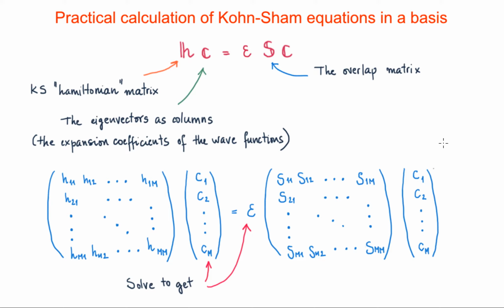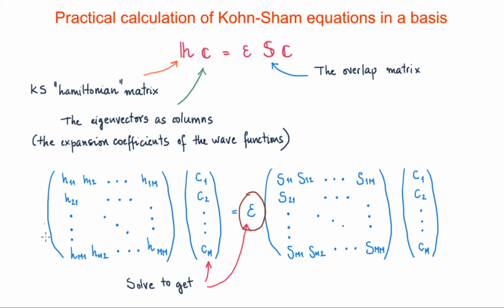So here, once we have specified the basis and the expression of the Kohn-Sham equation, the Hamiltonian is known, so you can calculate the Hamiltonian matrix. Besides that, you can also calculate the overlap matrix. What is unknown, and what we want to solve for, is the eigenvector column C, and the eigenvalue is not known either.